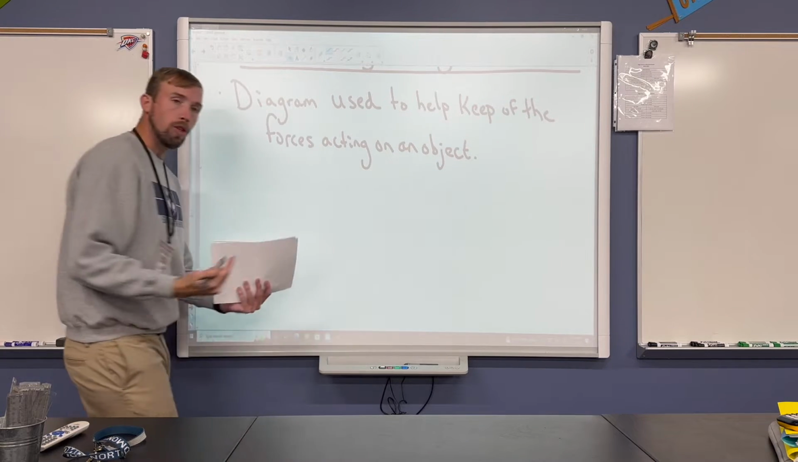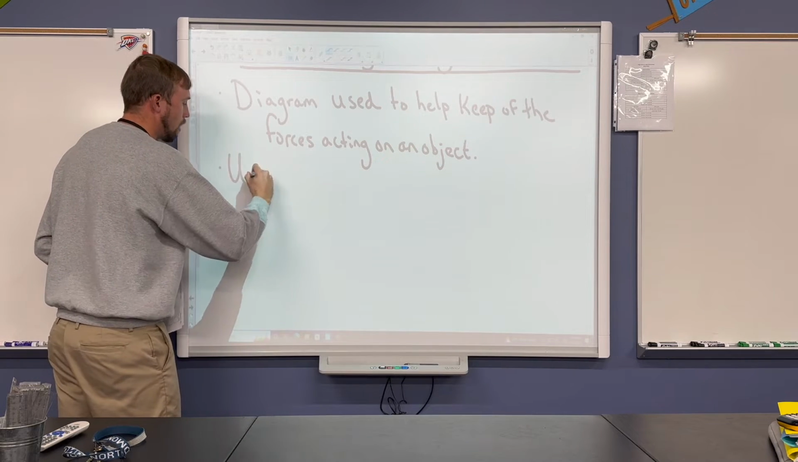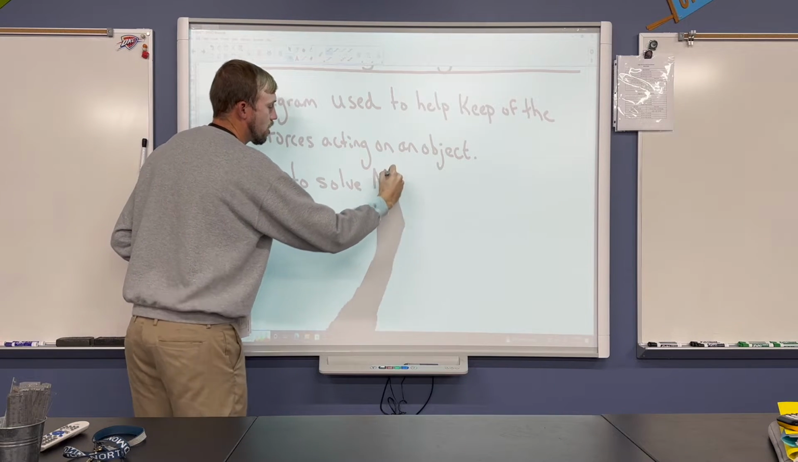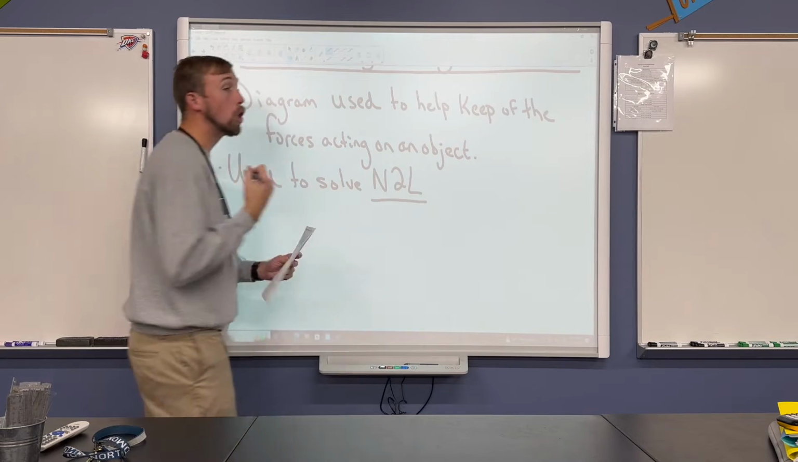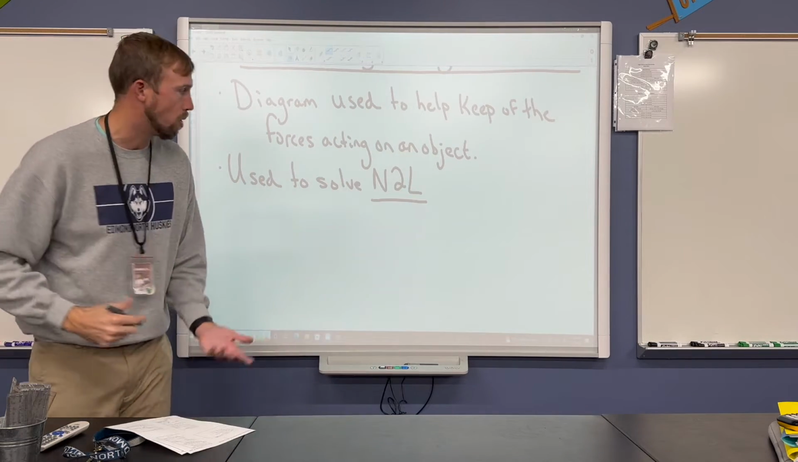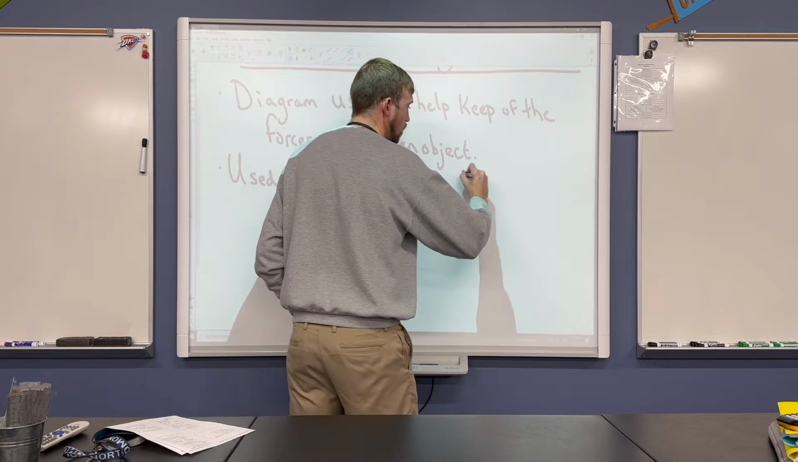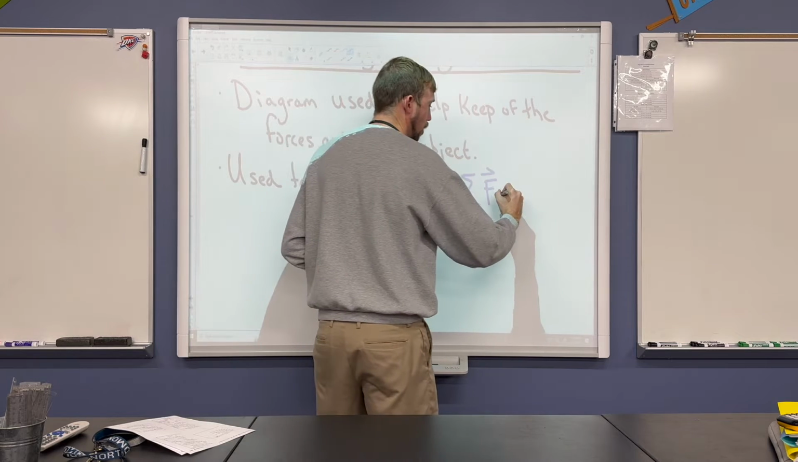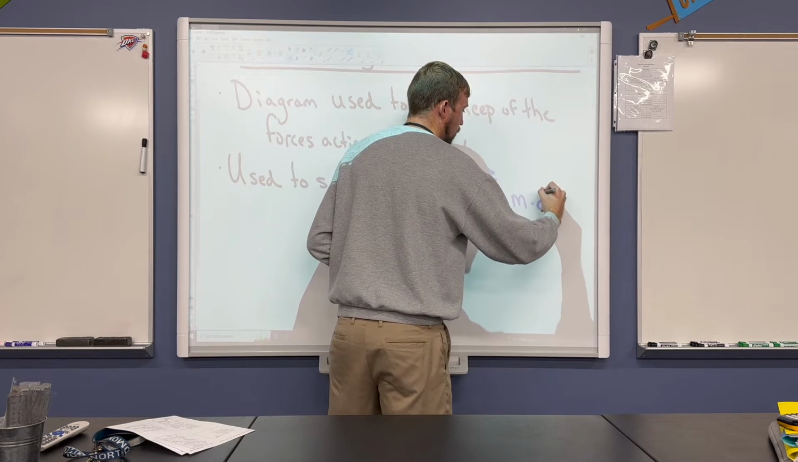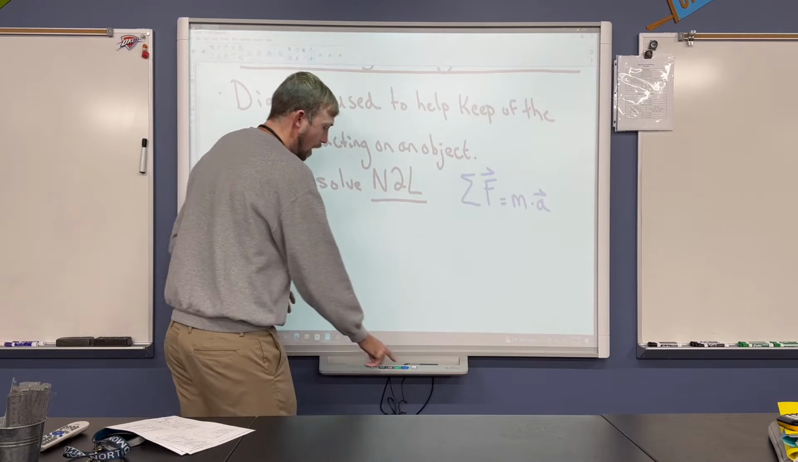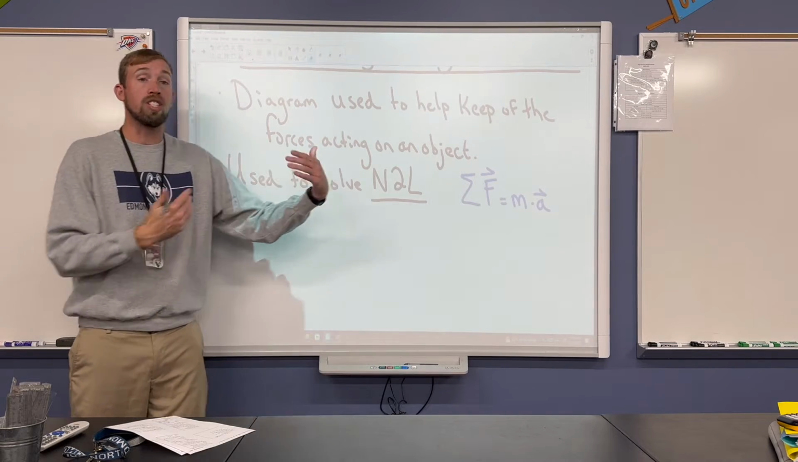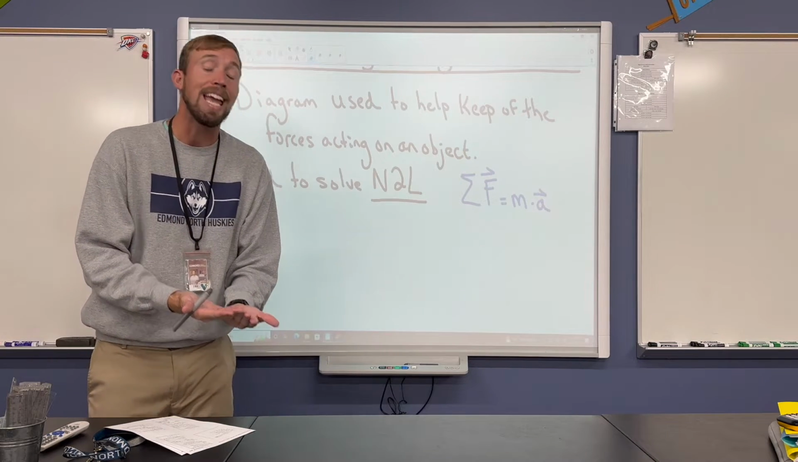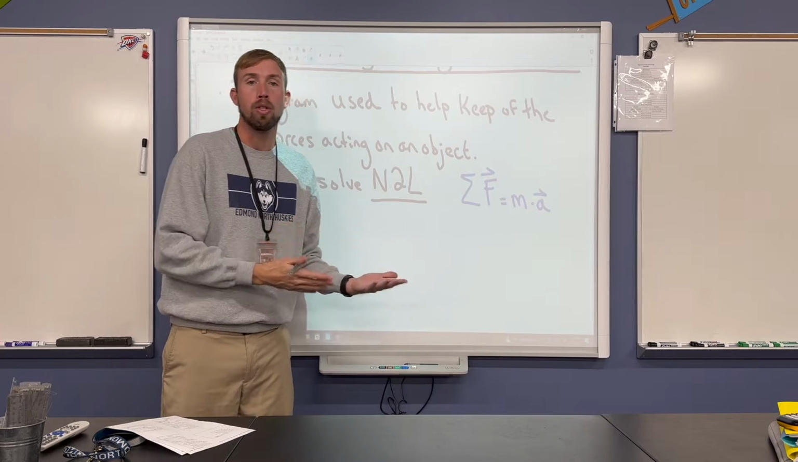Now, another thing that we use free body diagrams for very commonly is that they are used to solve Newton's second law. So we will use free body diagrams when we are solving Newton's second law. If you'll remember, Newton's second law states that the sum of, sigma means sum of, so add up all the forces on an object. That should equal the mass of the object multiplied by its acceleration. And you can imagine, in order for us to sum up all of the forces, we first need to know what those forces are and what direction those forces are acting.